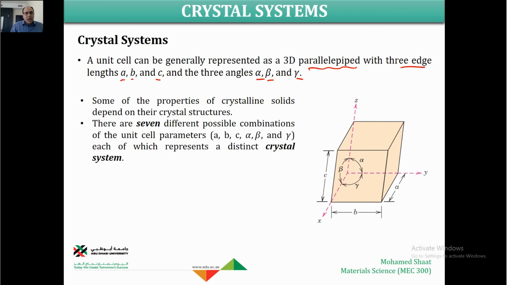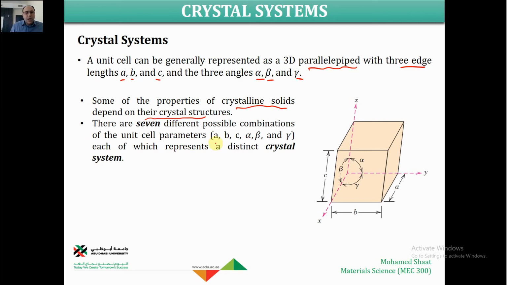Make sense? Some of the properties of crystalline solids, and this is what we have been discussing once we started chapter 3, depend on their crystal structure. As we mentioned, the density over the last video, it does depend on the crystal structure. And this is the objective of this chapter 3, just to understand how this arrangement of atoms, how these different crystal structures would influence the properties of the material, and this is what will be demonstrated further over the next chapters.